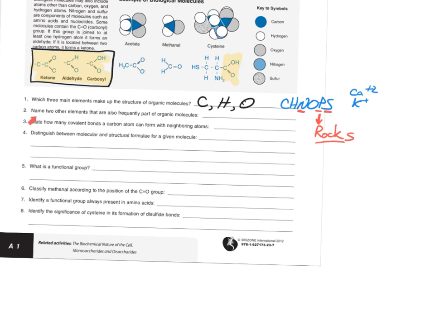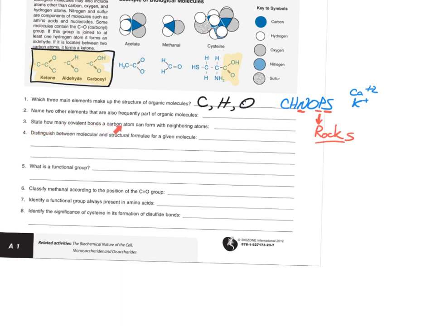So now we take a look at two other elements that are also frequently used in organic molecules. We said CHO are the three big ones, but then we got N, P, and S, right? So SPONCH is the one you have to know. Calcium and potassium are two big ones as well. They're ions, but there you have it.